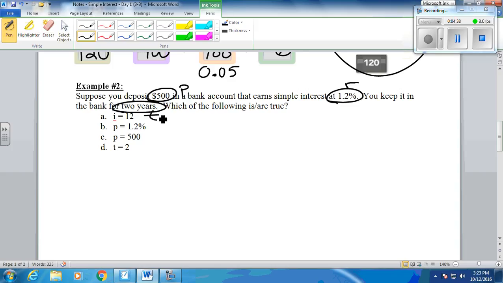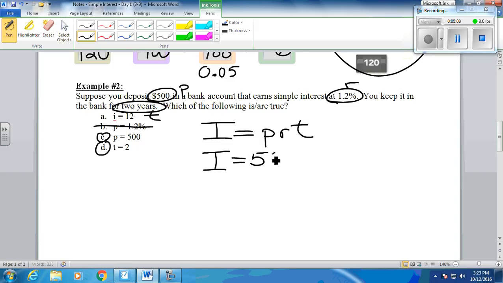Well, I know I have not calculated what the amount of interest is yet. The principal, 1 2/10%, that's not true because the principal is not a percent. The P is 500. Well, yes, we just decided that is true. And the time is 2, so we decided that is true. So what we have to do is actually use the formula I equals PRT. I like to write my T with a little curly Q there so I don't confuse it with an addition sign. I am looking for the amount of interest.